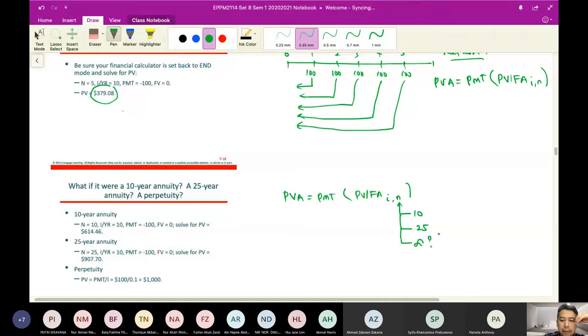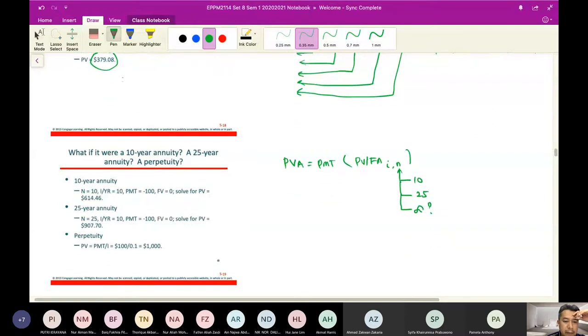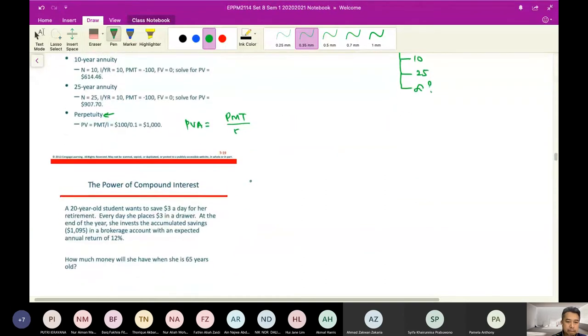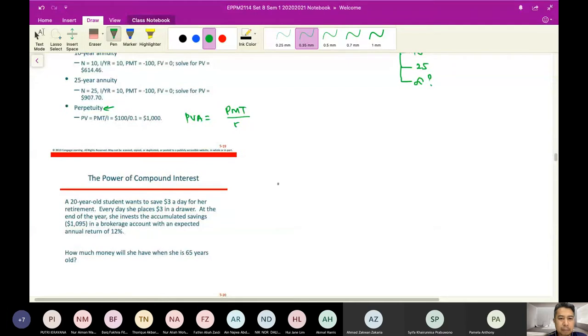If it is infinity, then the formula will be like this. This is for perpetuity. Present value annuity is equal to payment divided by R. This is the formula for present value annuity perpetuity. It's like the payment will not end. The payment will be forever. So the formula will be like this. Are you okay?